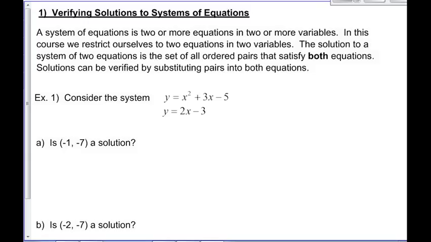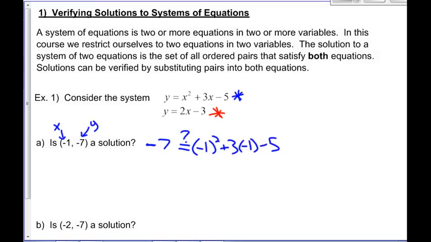So here we've got a system that involves one quadratic and one line. And we're wondering if -1, -7 is a solution. So this is an x value, this is a y value. Basically we want to know, does the point -1, -7 satisfy both equations? So let me try it in the quadratic. If I put in -7 for y and -1 for x, is the equation balanced? Let's see, -1 squared is 1, -3, -5. Hey, that gives us -7. Things are balanced in the quadratic.